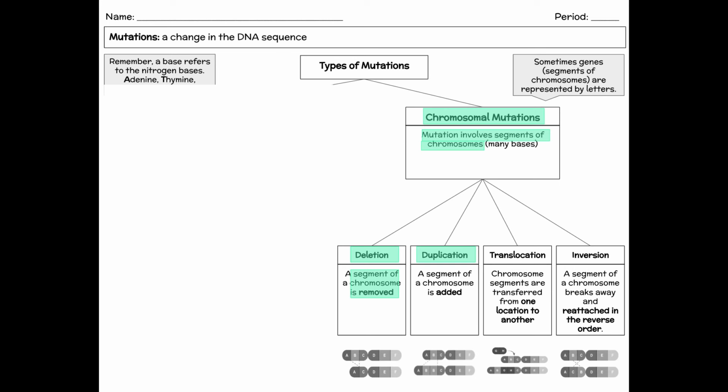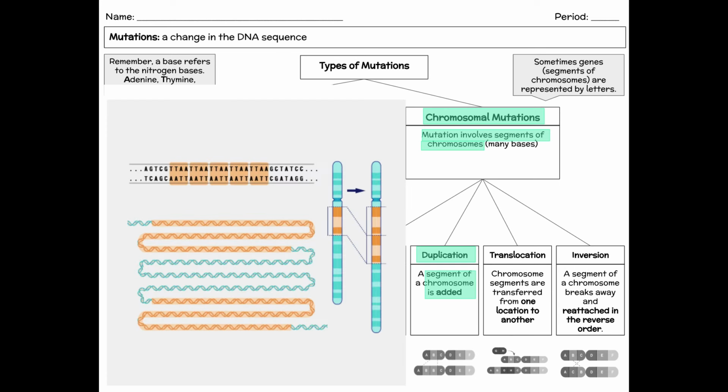Duplication is like copying a page and pasting it in the book. A segment of a chromosome is added or duplicated. You end up with 2 pages with the same recipe, like having 2 sets of instructions for making eyes. Here we can see in the picture that we have duplicated a segment of the chromosome.